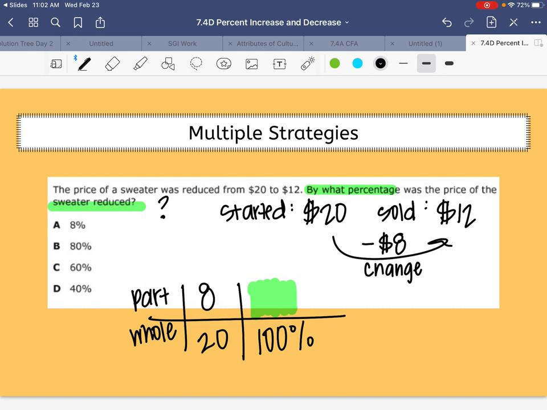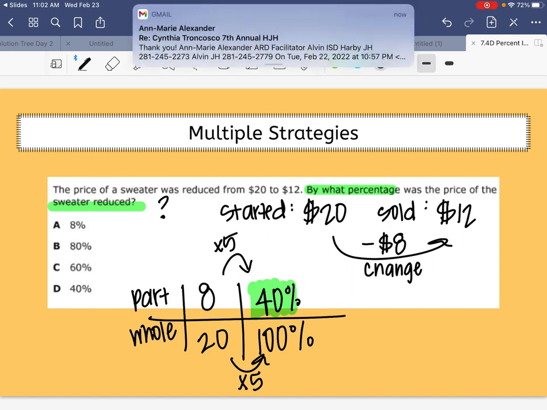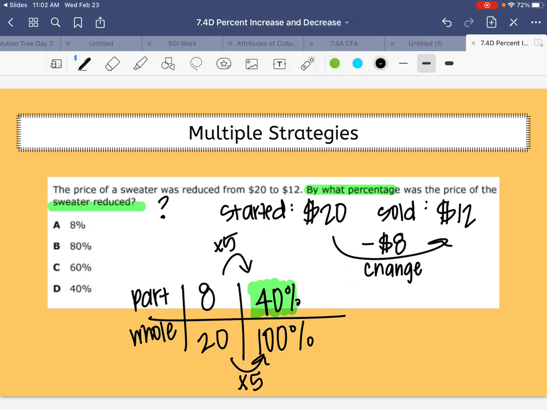And I see that I can find a multiplicative relationship between 20 and 100 by multiplying by 5. So 8 times 5, because again, I'm creating equal fractions, gives us 40%. So the price of the sweater was reduced by 40%. It was a 40% discount.